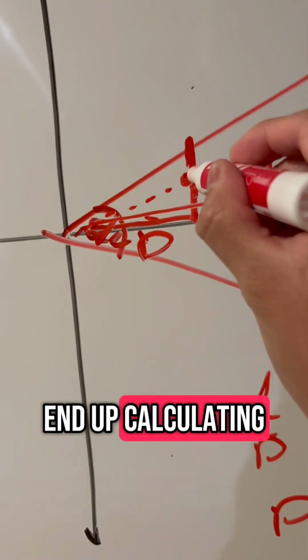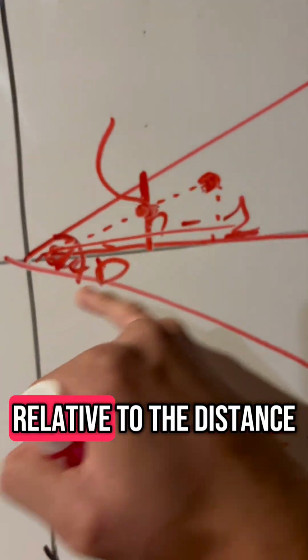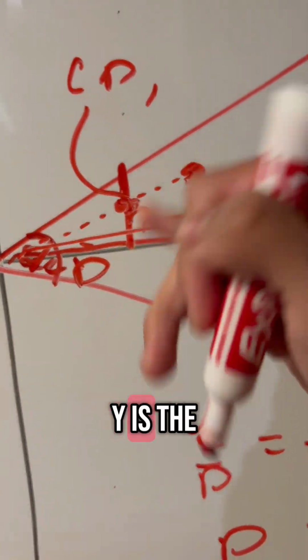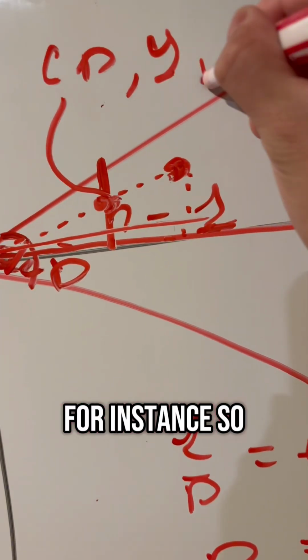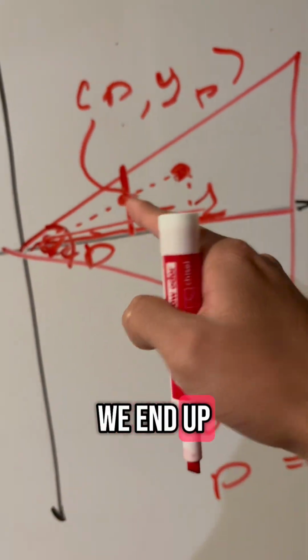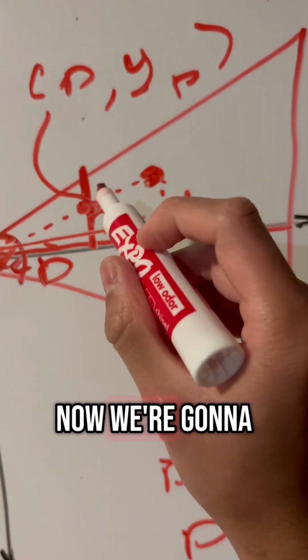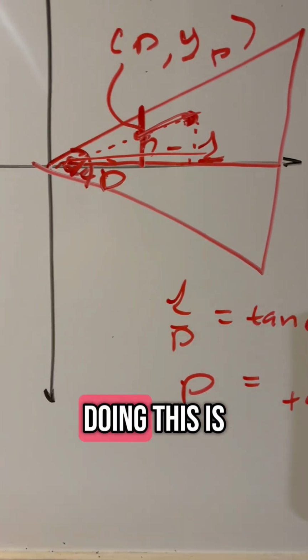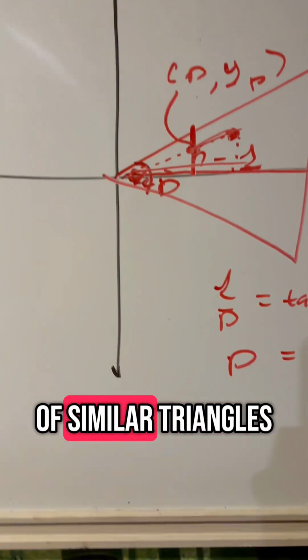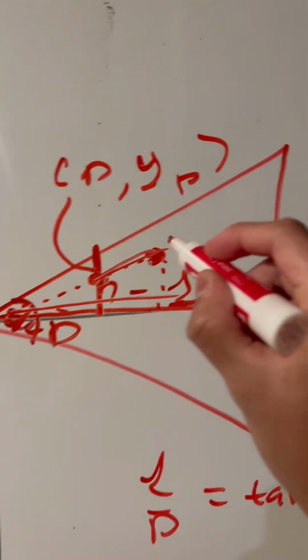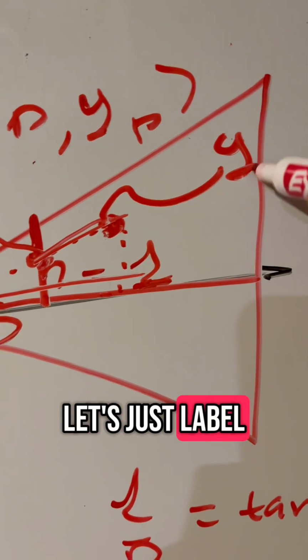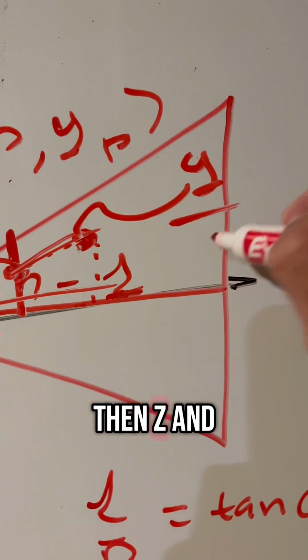And the way you end up calculating this is this point is relative to the distance. So the distance could be like our x, and then the y is the end of yp, for instance. So yp is a y value we end up giving this point. And then now we're going to end up having to calculate what's going along this plane here. So the way we end up doing this is using the idea of similar triangles to actually get this height. So this point here is going to be labeled using its y. Let's just label this y and then z and z-axis.